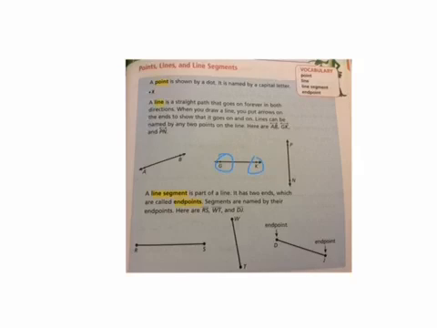A line is a straight path that goes on forever in both directions. So we can tell it's a line if it has arrows on each end. Those arrows tell us that it goes on forever and ever.